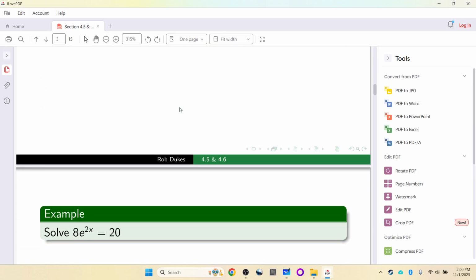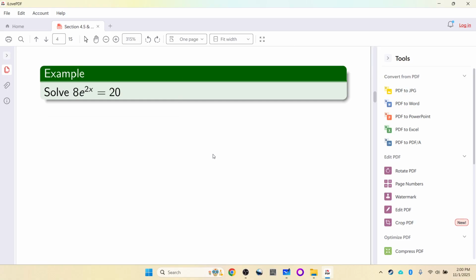And so I'm just going to run through a bunch of examples here just to give you an idea of what's going on. 8e to the 2x equals 20. And you can feel free, if you like, to pause and try to work these out on your own before I show you the solutions. 8e to the 2x equals 20.